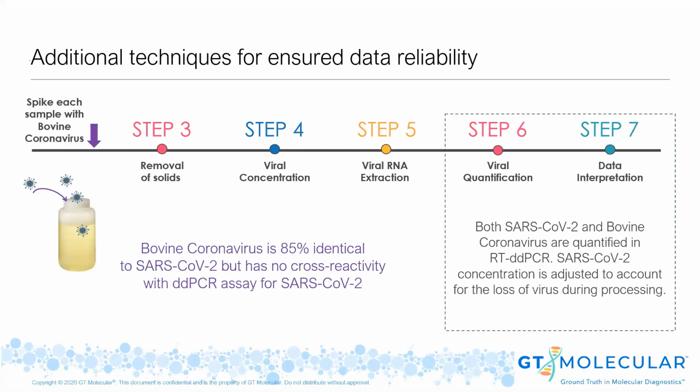We overcame this potential source of variability by including an internal process control, or what some may call a spike control, in every sample that we process. In this process, we add a known concentration of a bovine coronavirus to every sample. The bovine coronavirus is highly similar to SARS-CoV-2, but its sequence differs enough that our quantification method can differentiate the two species. We then process the sample as usual, and in step 6, when we quantify the virus, we also quantify the bovine virus that we spiked in. Because we know how much we added originally, we can determine the amount of the virus that was lost throughout the processing steps and normalize the sample for viral recovery.